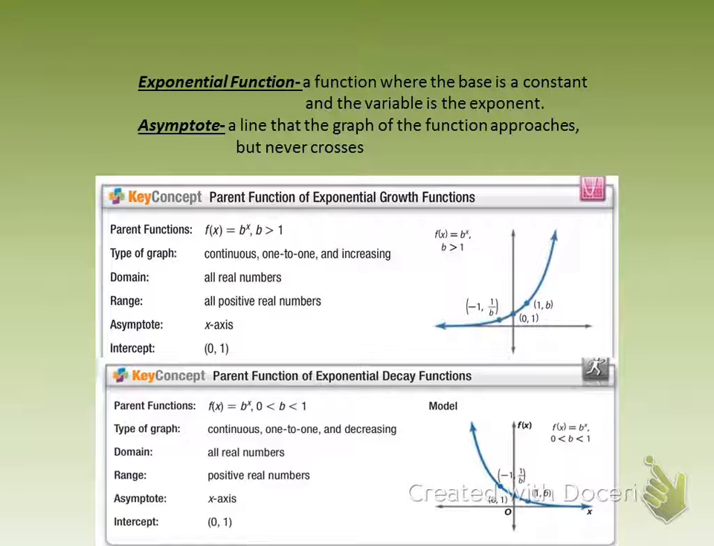Now, an important definition, especially for next chapter, is called an asymptote. An asymptote is a line that the graph approaches but never crosses. It's an imaginary line where a graph approaches it, but it never crosses it.